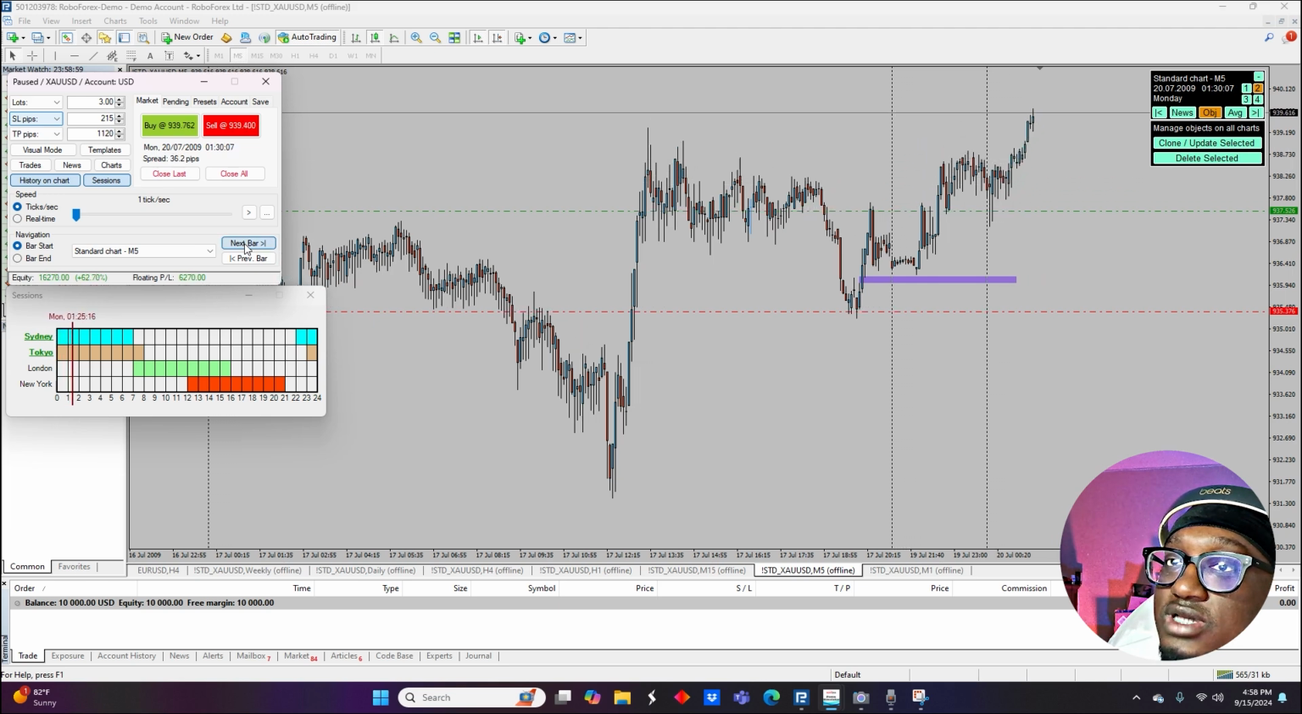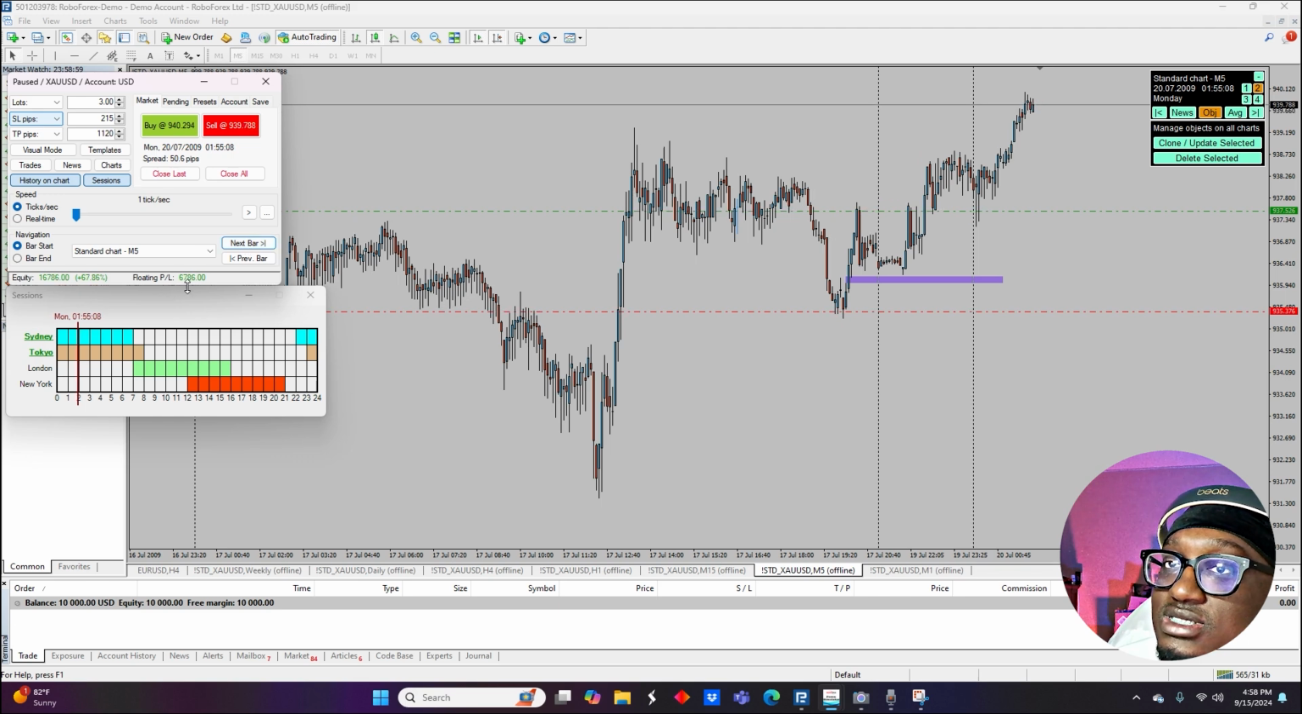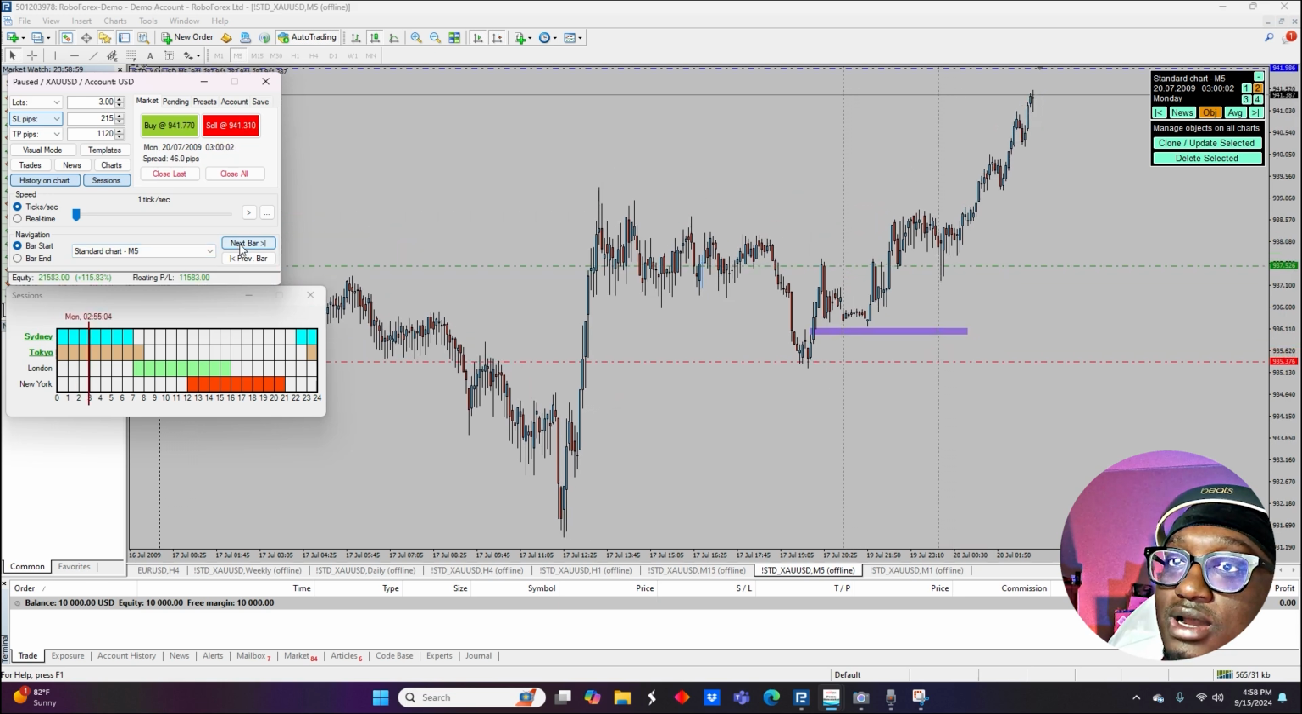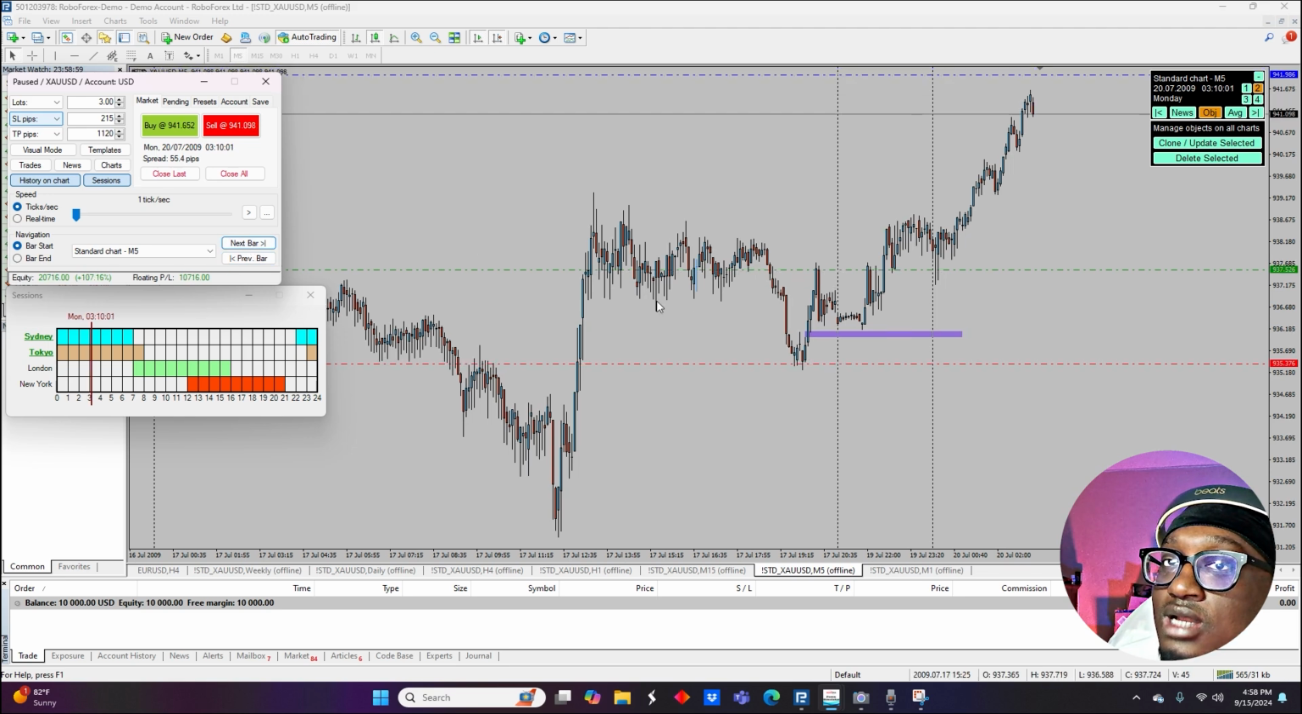Yeah, it seems like it's just ranging up. Look at this. I'm at $6,786 already. Floating P&L, boom, look, it's just going up. It's just ranging up. I'm at 11,583 right now. Look at that. Now I'm at 10,000, 20,000.